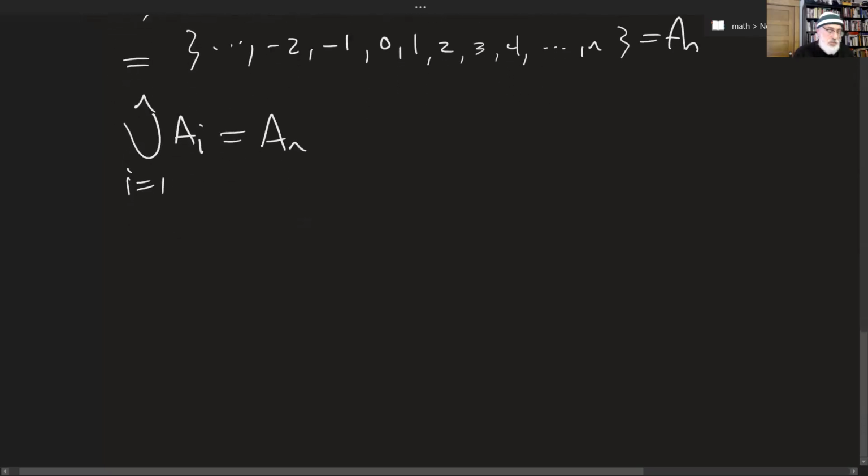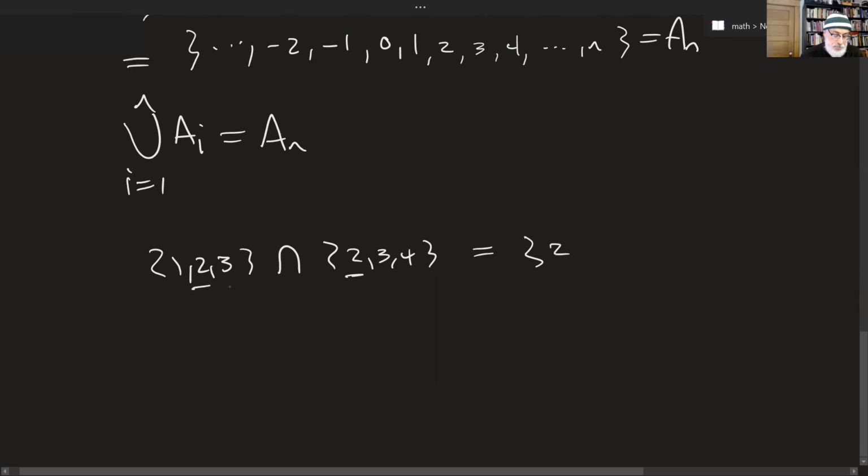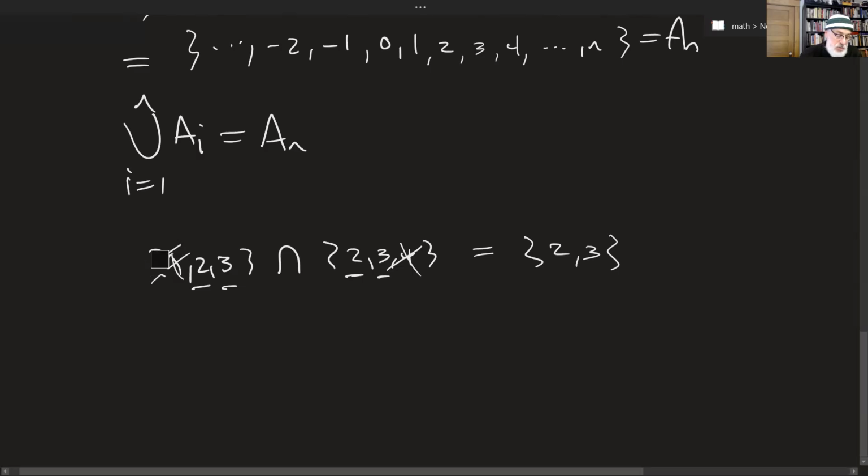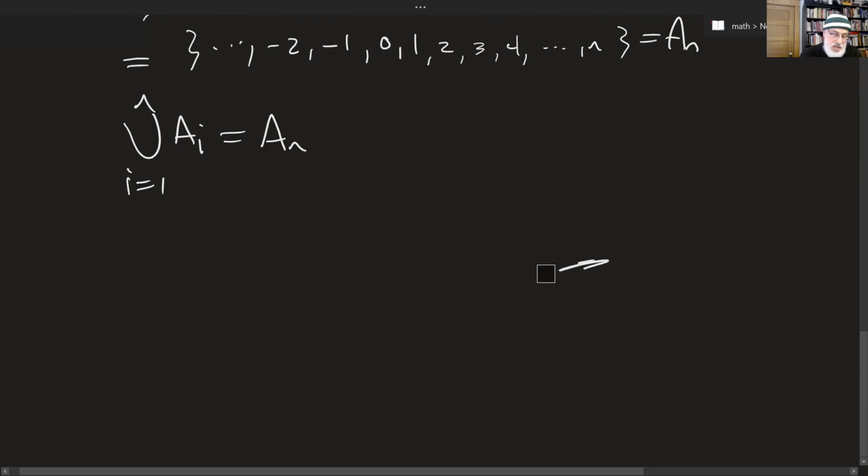So let's look at the intersection. By definition, the intersection is a collection of elements that are shared by the two sets. If I have the intersection of these two sets, I see that both sets have a 2, so I'm going to collect a 2. Both sets have a 3, so I collect a 3. Both sets do not have 1, so I throw out 1. Both sets do not have 4, so I don't use 4. So the intersection of these two sets is just 2 and 3. That applies to our case of all of the intersections of A sub i.